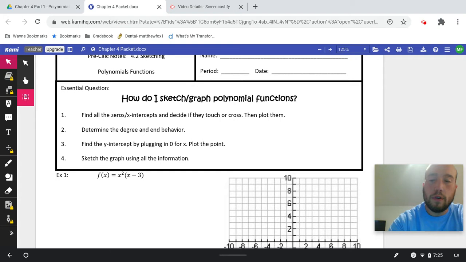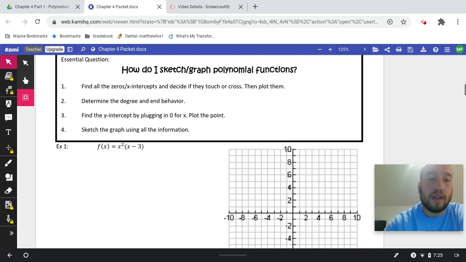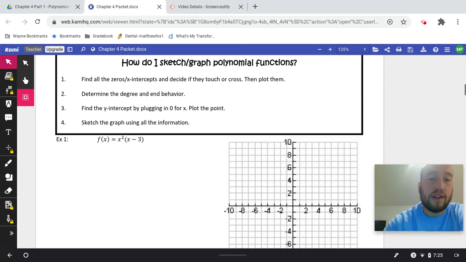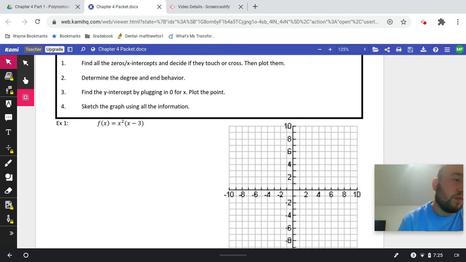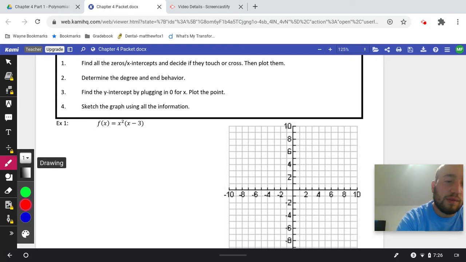So we have our 4 steps here, and the first step here, we need to find all the zeros/x-intercepts, because those are the same thing, and decide if they touch or cross, and then we're going to plot them on this graph. So first step, we did part of that yesterday. We need to find the zeros. So once again, we can do this by setting each part equal to 0.